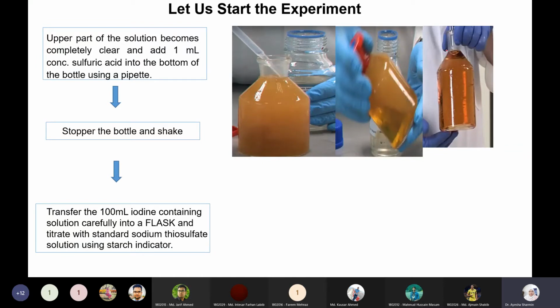Okay, so when you are shaking it, you can see it's getting clear, and at the end it becomes a completely clear brown solution.